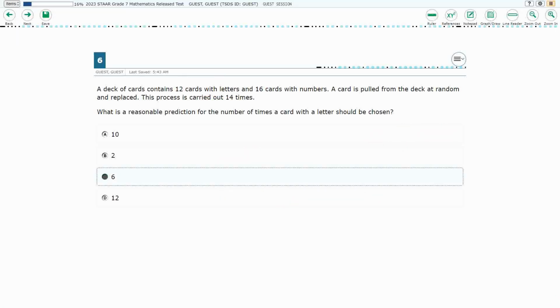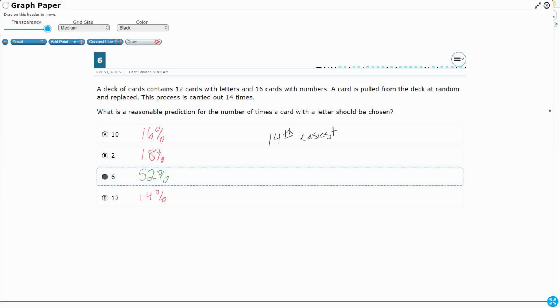Let's see how we did across the state of Texas. So this was tied for the 14th easiest. It's a 38 question test, so it's right about the middle in regards to difficulty. And you see that our incorrect answer choices were pretty well distributed, meaning we either understood the correct proportion here or were just kind of guessing at these incorrect answers.